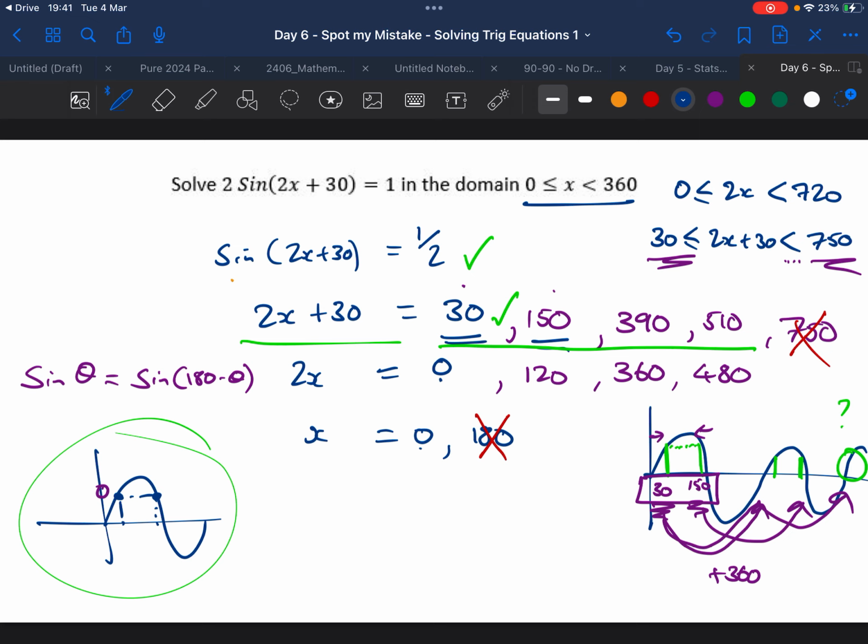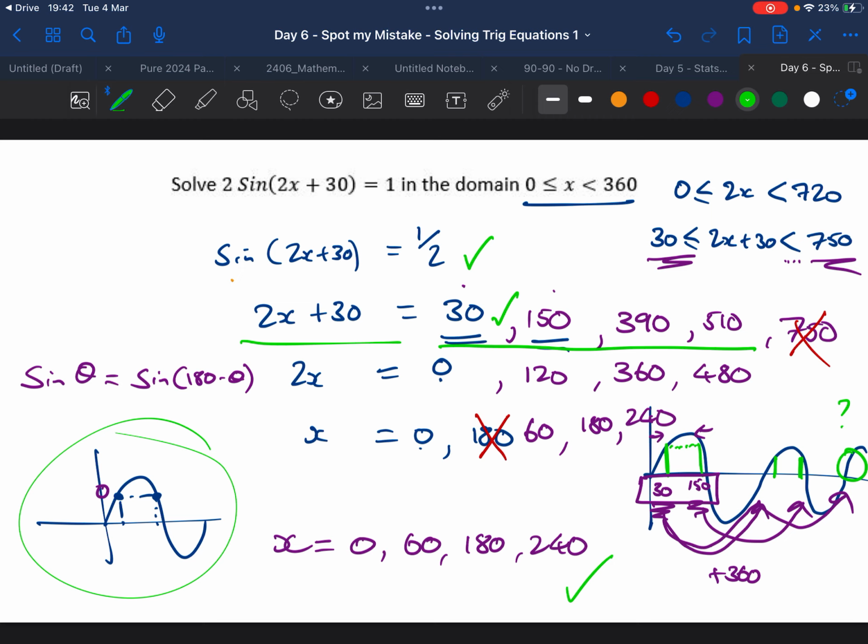0 divided by 2 is 0. 120 divided by 2 is 60. 360 divided by 2 happens to be 180, but it's kind of from a different place. And 480 divided by 2 happens to be 240. So let's write that neatly. Our answer should be a 0, a 60, a 180, and a 240. This is how to solve this kind of equation.